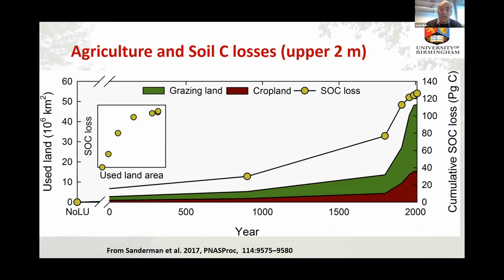So as the area under grazing and croplands increased, so did the soil organic carbon losses. Currently 133 petagrams of carbon have been lost from the soil pool globally up to 2 meter depth. If we consider only 1 meter depth, then that's about 75 petagrams of carbon being lost. And that probably speaks of the potential of how much we could pull back into the soil, knowing how much we have lost through these hundreds of years.